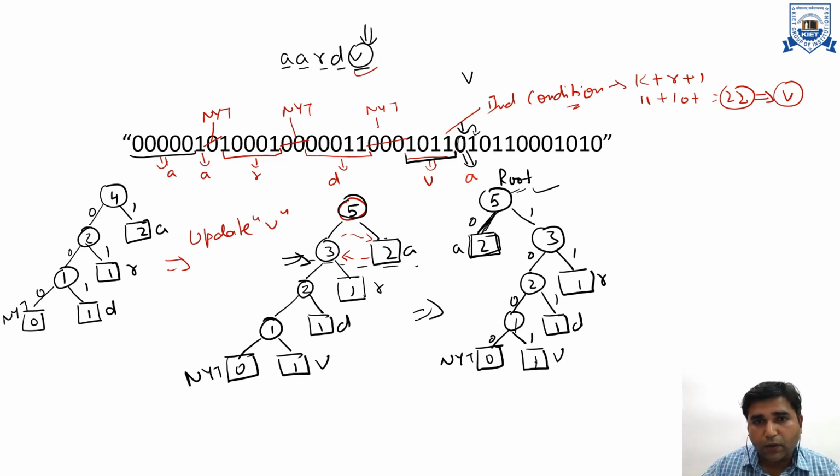Now we have the cursor on 1, so traversing from the root node we have 1 to the right, then we have 0, then again 0, then we have 1, then we have 1.